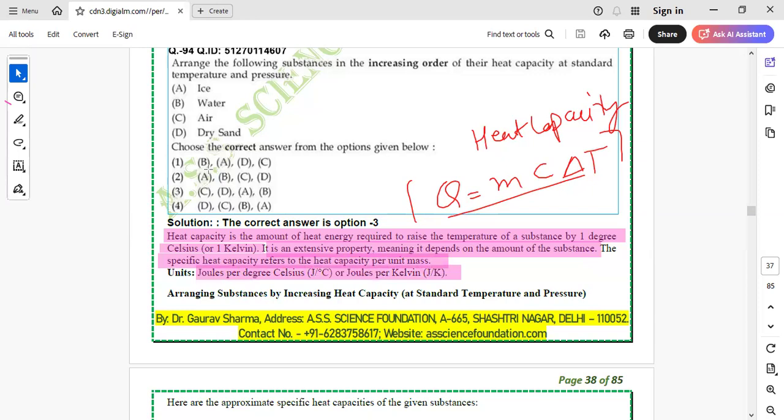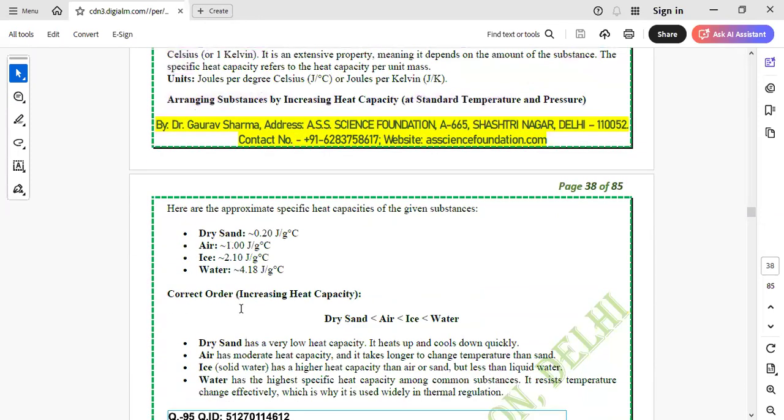The unit is joule per degree Celsius or joule per Kelvin. Now if we arrange the substances by increasing heat capacity at standard temperature and pressure, the list is very long. Some of the examples we should know: air has 1 joule per gram per degree Celsius, then water is around 4.18, right?